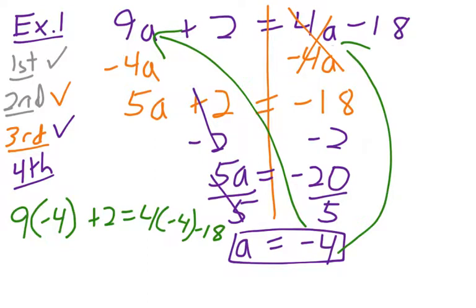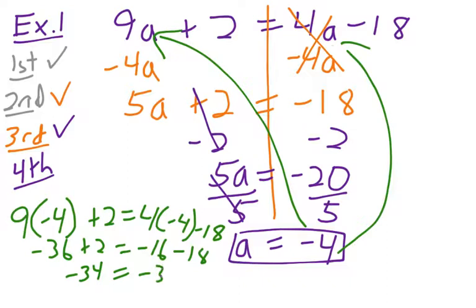So 9 times negative 4 is negative 36 plus 2. 4 times negative 4 is negative 16 minus 18. And if I combine the negative 36 plus 2, I get negative 34. It's becoming more positive. And then these are becoming more negative, so I add them and keep the sign. I get negative 34. Since they're both equal, then it checks. So we know we did it right.